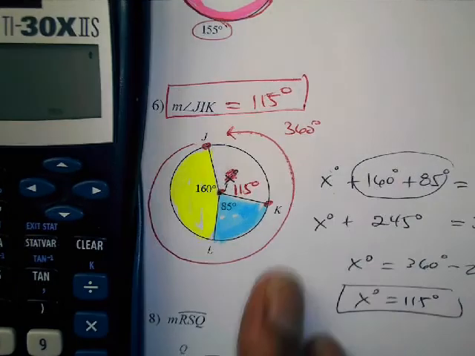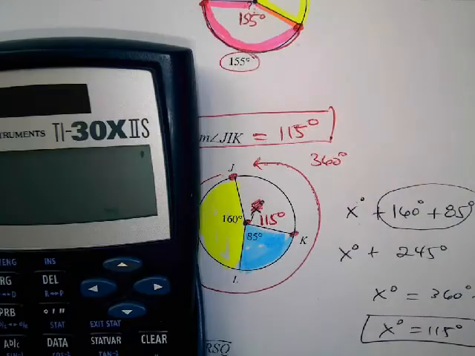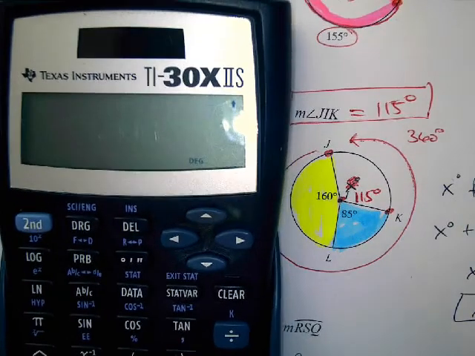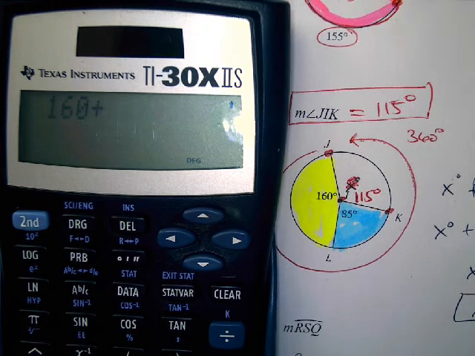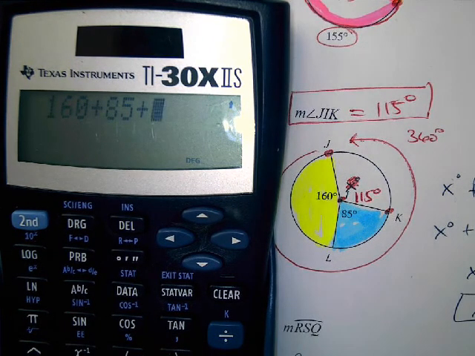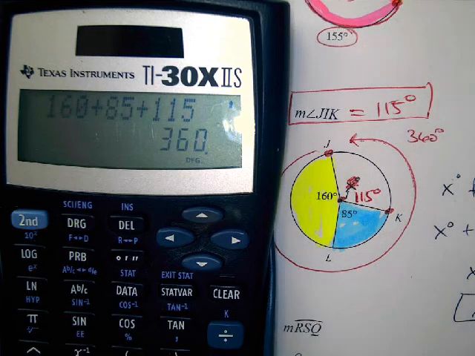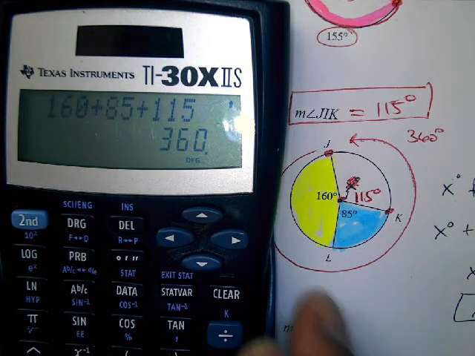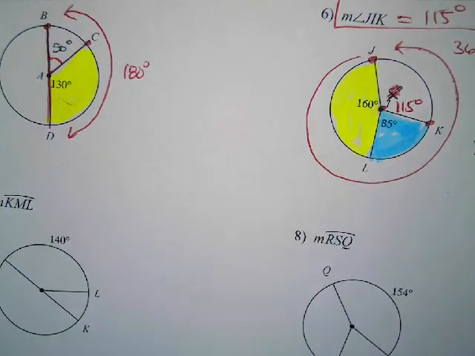Well, let's check it. If I put 115 degrees, I should be able to add all these three, and let's see if it adds up to 360. That is 160, which is the yellow one, plus 85, which is the blue part, plus the 115 that I found should equal, boom, 360. It's correct.